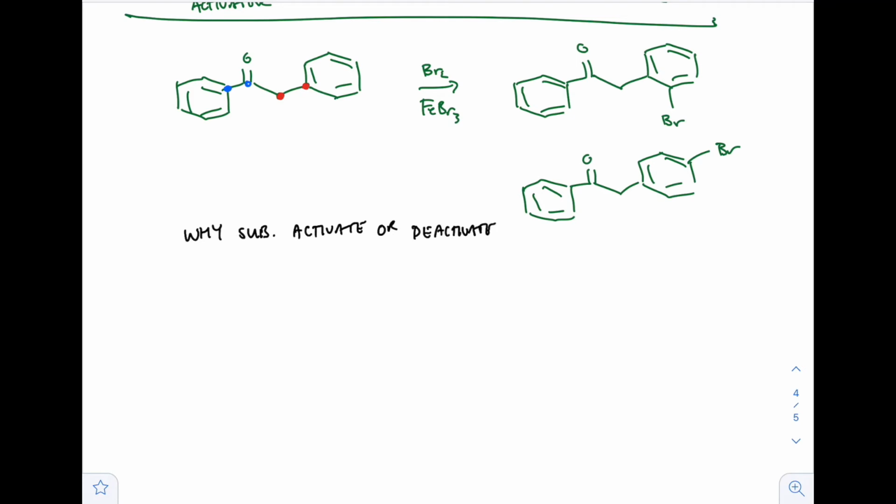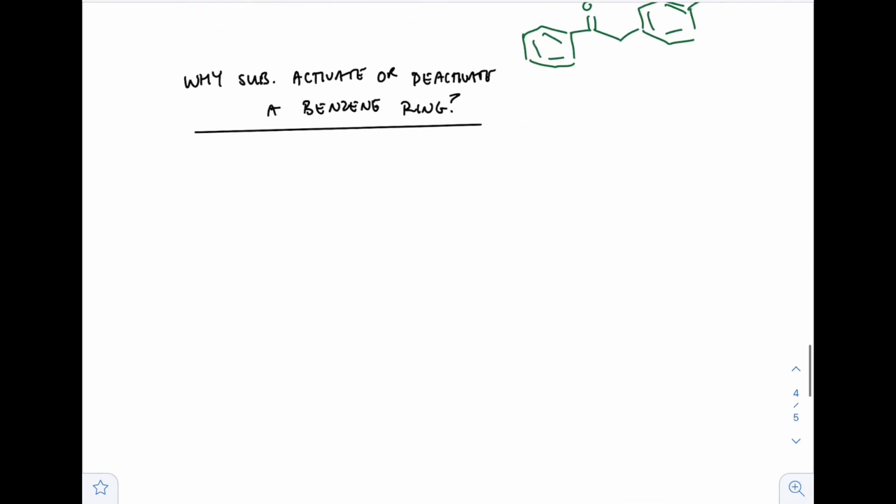You might have a question: why does the substituent activate or deactivate a benzene ring? Why does this happen? Because we keep saying it just donates electron density or withdraws electron density. We know that's not a sufficient answer, right? We've got to talk about energy curves, of course, the diagrams. And so let's talk about the intermediate.